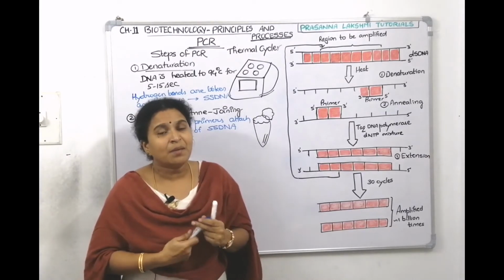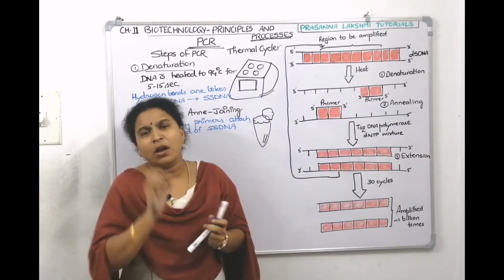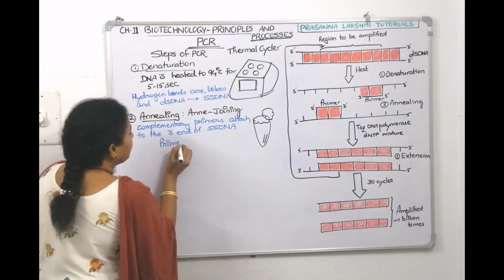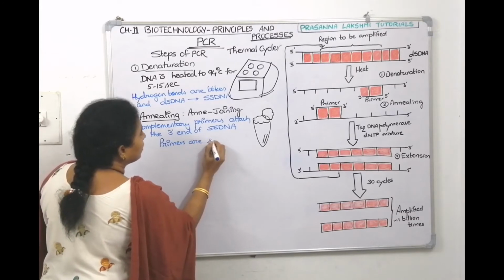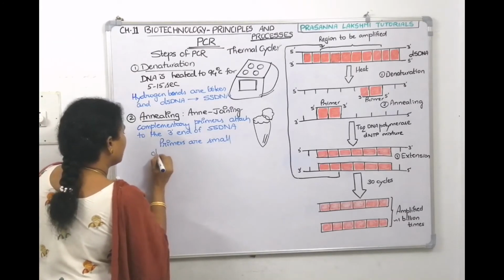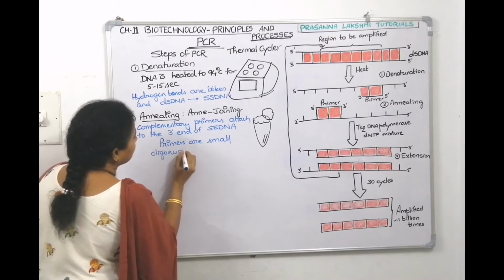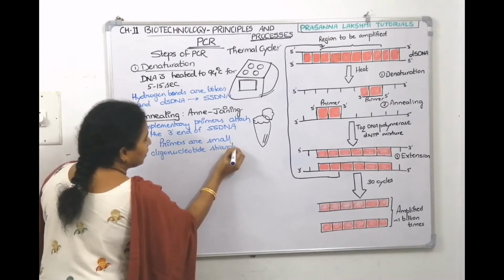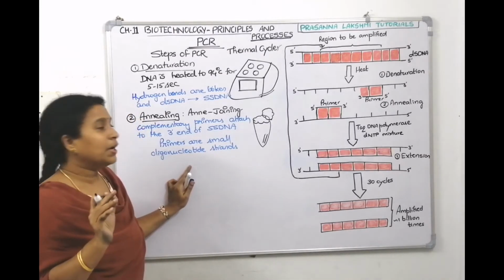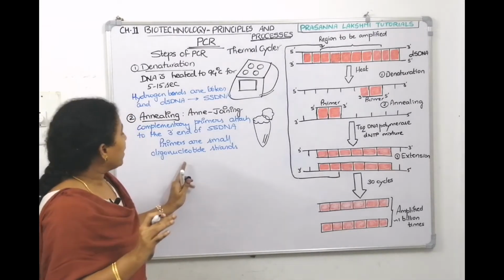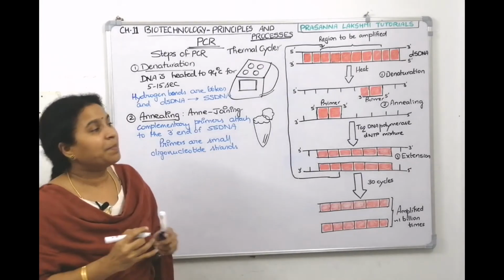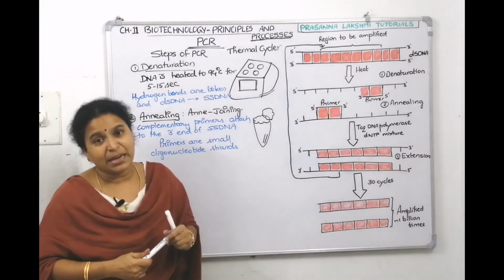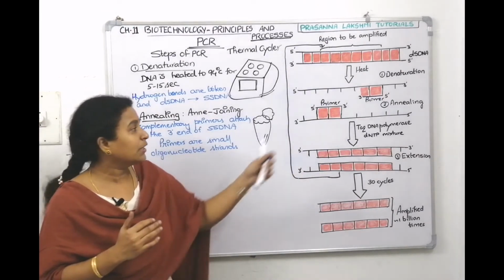So what are primers? Primers are small oligonucleotide strands. Oligo means a countable number of nucleotides. When you add complementary primers, they will go and bind to the template DNA.